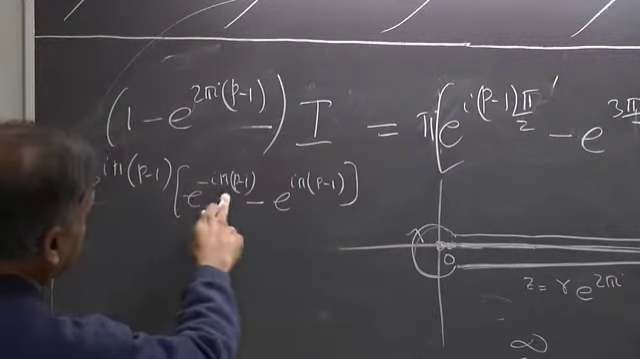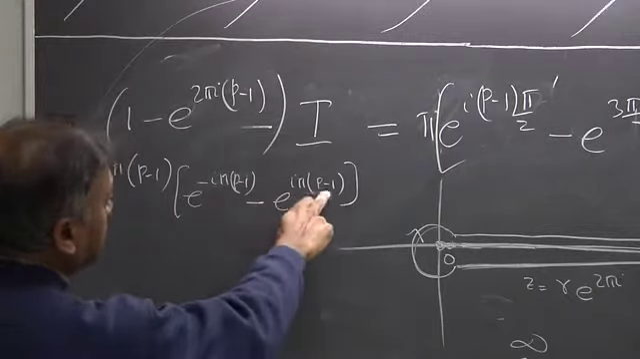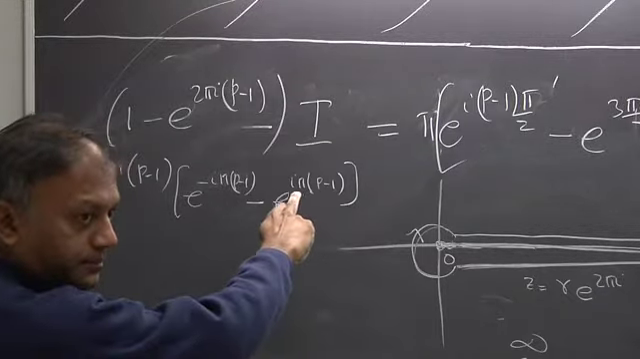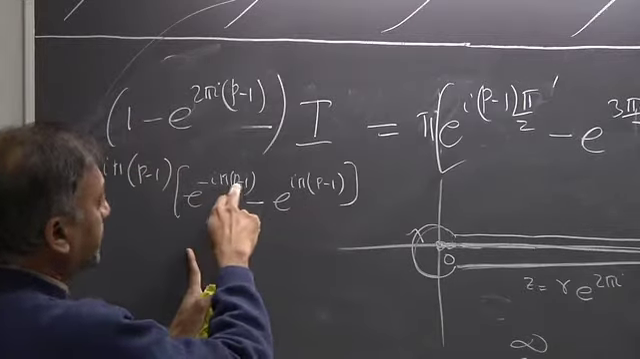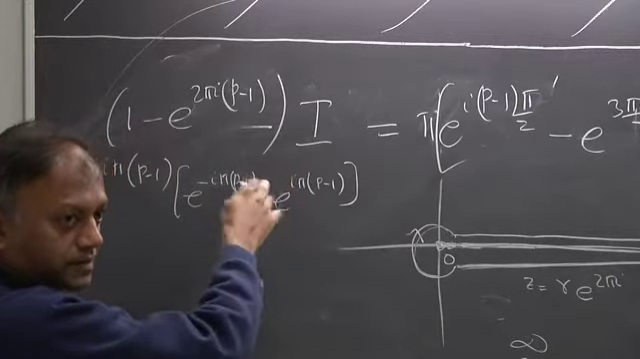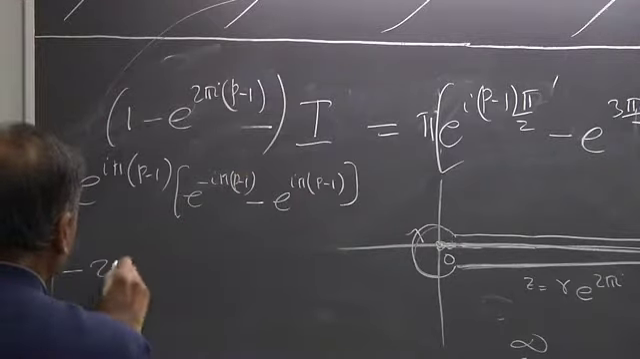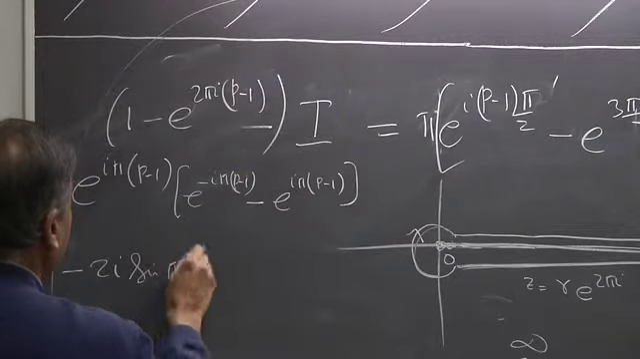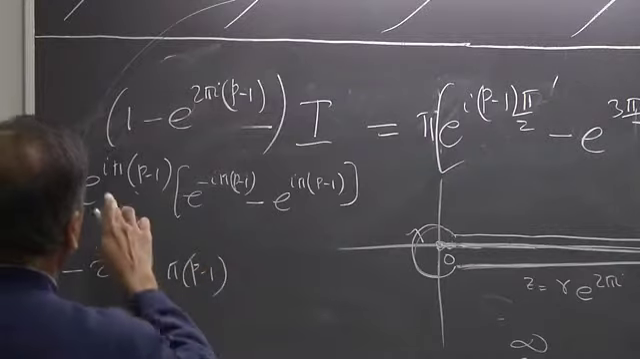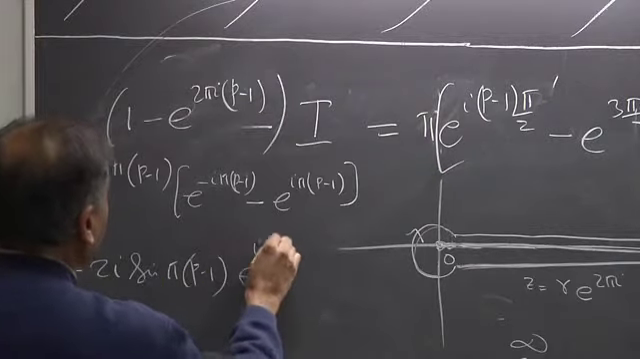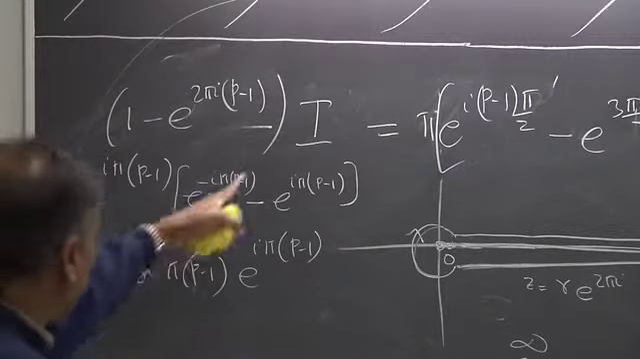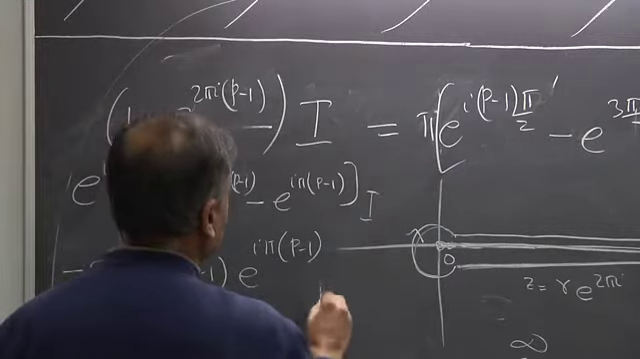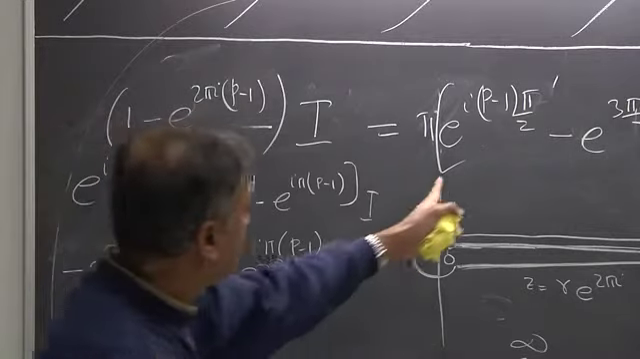So what is this? This is the same as minus 2i sine pi (p minus 1), right? Because this divided by 2i is a sine of minus (p minus 1) pi. So this is minus 2i sine pi (p minus 1) times e to the i pi (p minus 1), right, times I. So that's the left hand side. Now what about the right hand side?